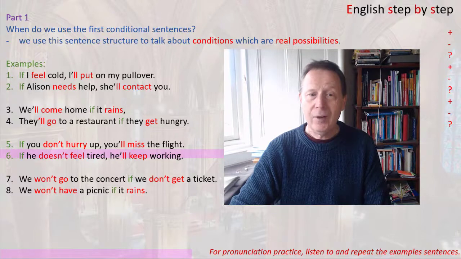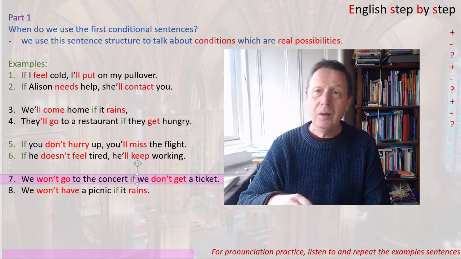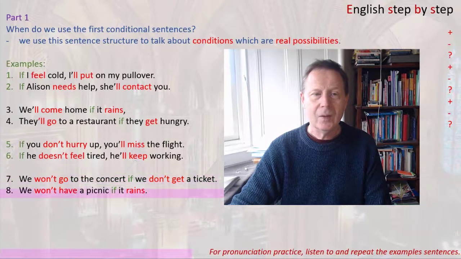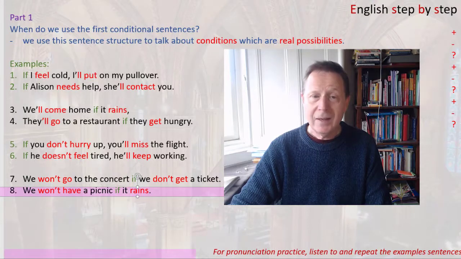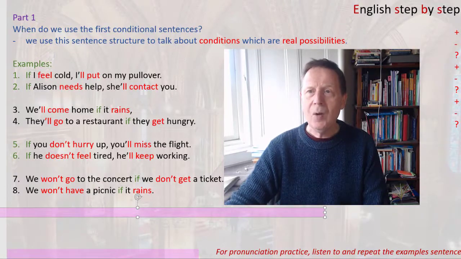If he doesn't feel tired, he'll keep working. And then we can also make the negative with will, which is of course won't. Number 7, we won't go to the concert if we don't get a ticket. We won't have a picnic if it rains. So there you have conditions which are real possibilities.